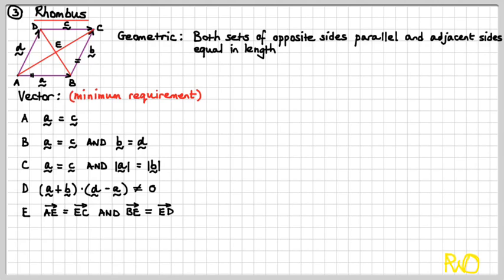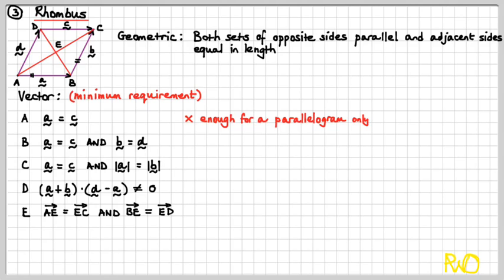Option A. That's saying A equals vector C. Well, that's nice. That's enough for a parallelogram, but it's not enough for a rhombus. Okay? It's not enough for a rhombus. Now, what about option C?